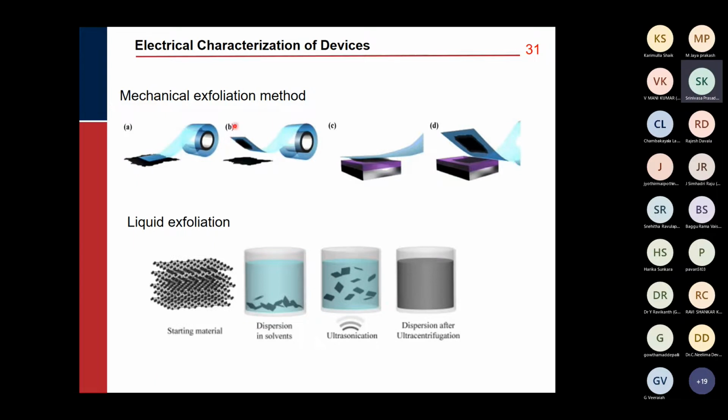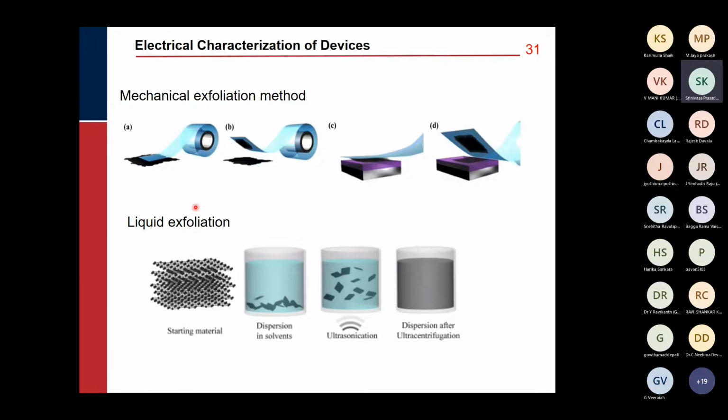The first method I explained already, that is the mechanical exfoliation method, which means that I am taking this tape and trying to peel off some of these layers, and I will end up with a few layers which are deposited on this substrate. Now, once this is done, then basically I can use it for patterning and making further devices.